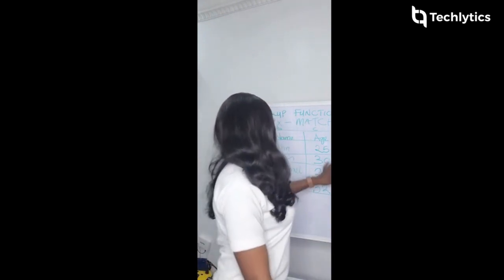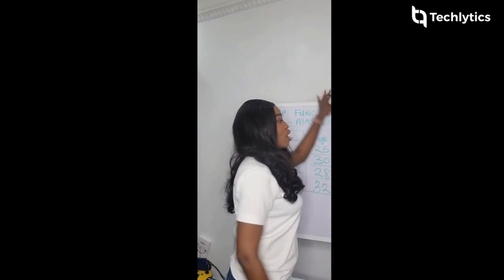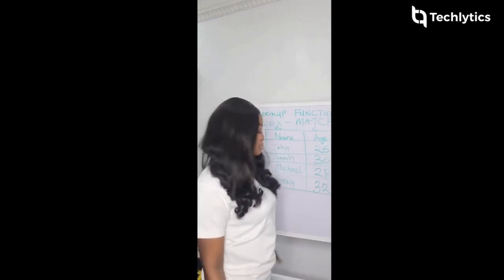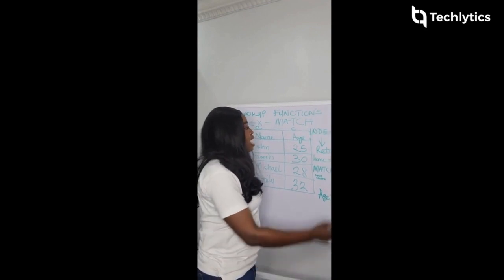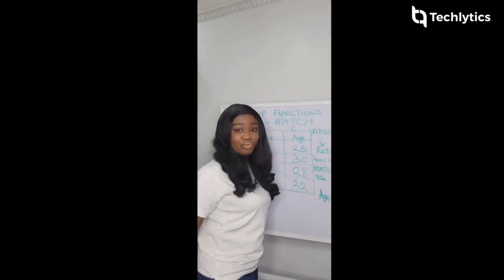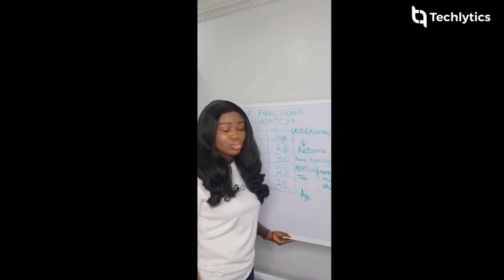All right, so let's look at the arguments inside index. We'll treat index separately and we'll treat match separately, then we'll combine the two of them. So let's quickly look at the arguments inside index. Index has the array, the row number, and the column number.